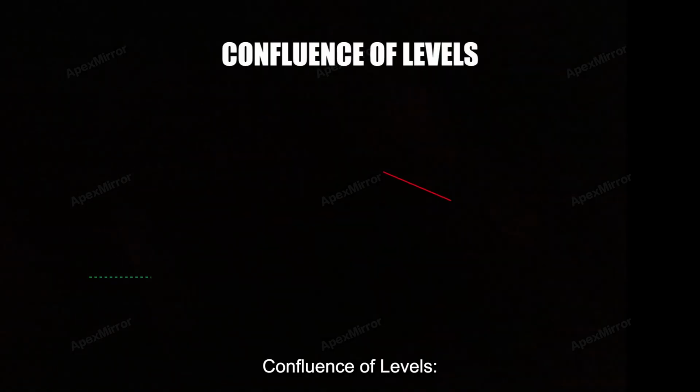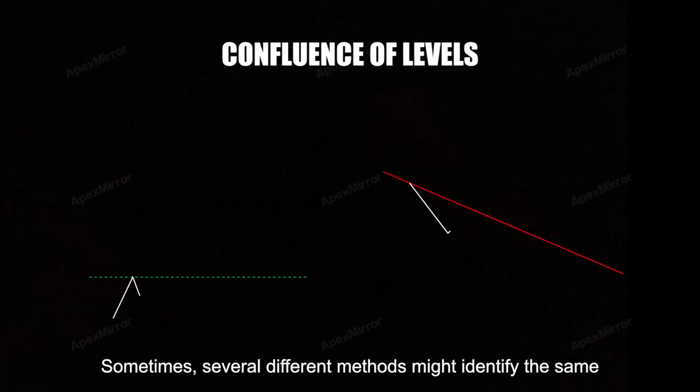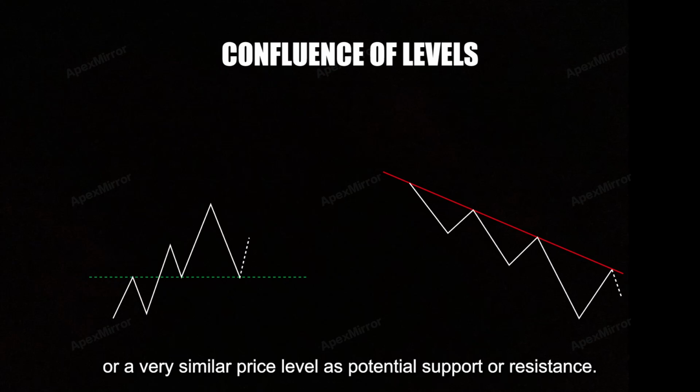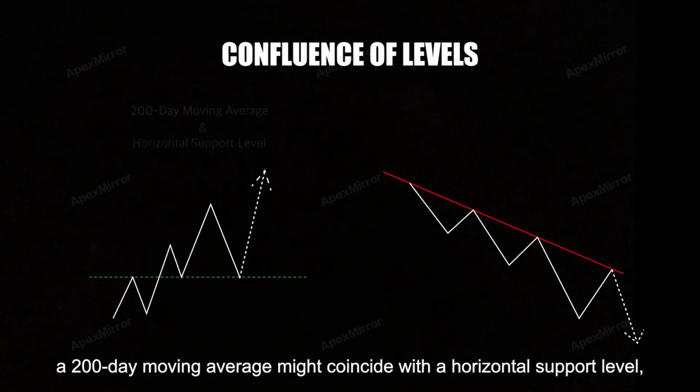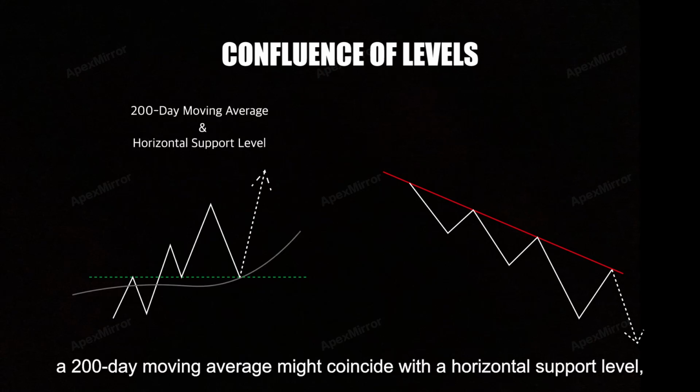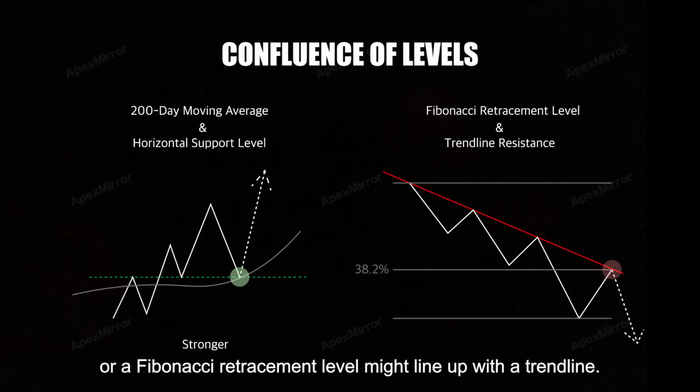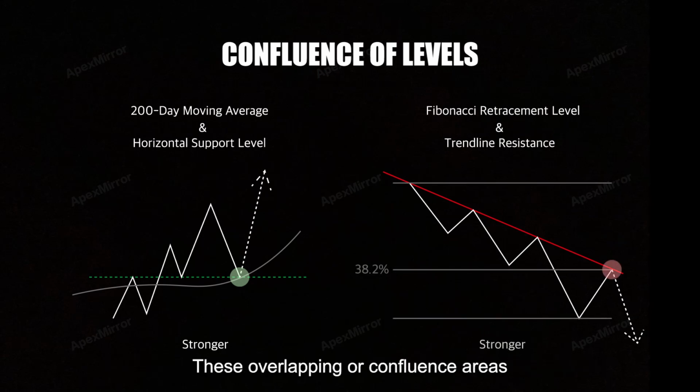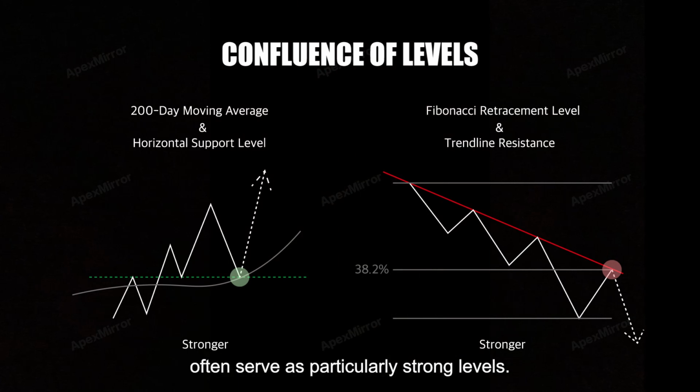Confluence of levels. Sometimes, several different methods might identify the same or a very similar price level as potential support or resistance. For example, a 200-day moving average might coincide with a horizontal support level, or a Fibonacci retracement level might line up with a trend line. These overlapping or confluence areas often serve as particularly strong levels.